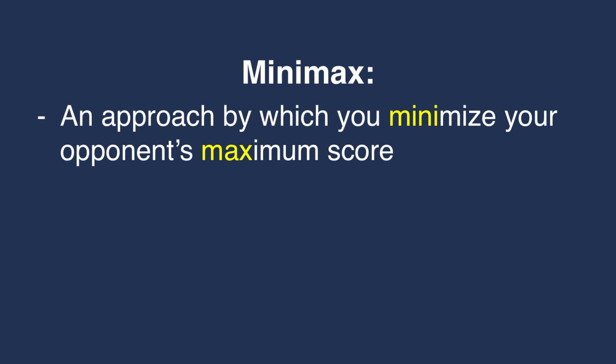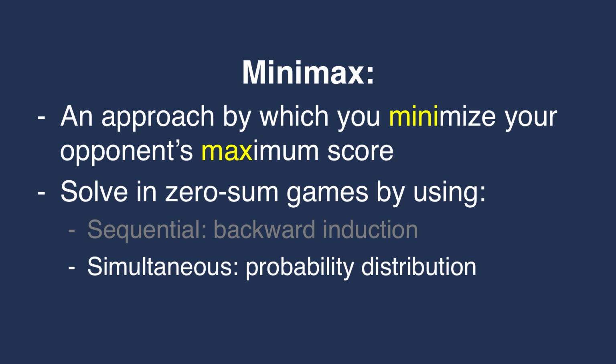We've already looked at sequential games like chess. Here, we're going to look at simultaneous games like Final Jeopardy wagering. We solve for the optimal approach by using a probability distribution.